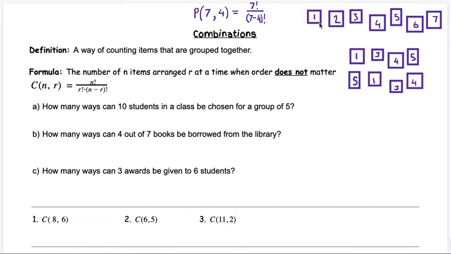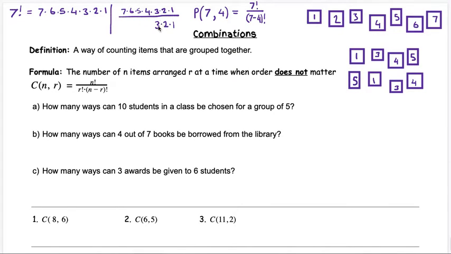When you go through all 7 paintings, how many different arrangements can you get? That was 7 factorial, which is 7 times 6 times 5 times 4 times 3 times 2 times 1. Then we reduced it down. We said we're only going to choose 4 of them at a time, so we divided by the factorial of the difference. This gave us 7 times 6 times 5 times 4 times 3 times 2 times 1 divided by just 3 times 2 times 1.